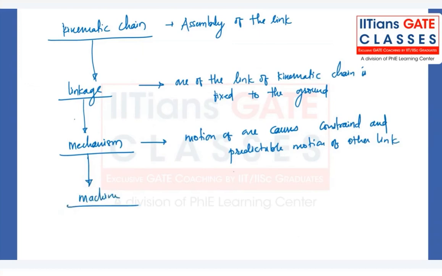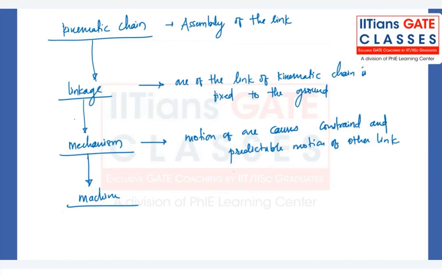I hope now things are clear. First we make a kinematic chain, meaning assembling the links together by joints. Joints mean pairs. Then making a linkage: linkage means fixing one of the links of the kinematic chain to ground. And if we give motion to one link, and we are getting constrained and predictable motion of the other links, then we call it a mechanism. And if we combine different mechanisms, we can make a machine out of it. So now we understood how machines and mechanisms are made.